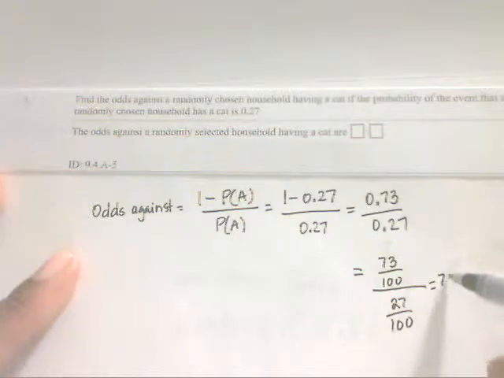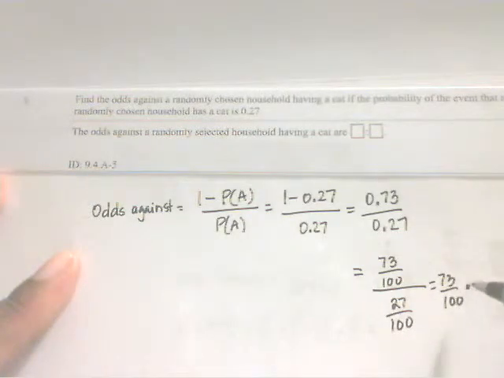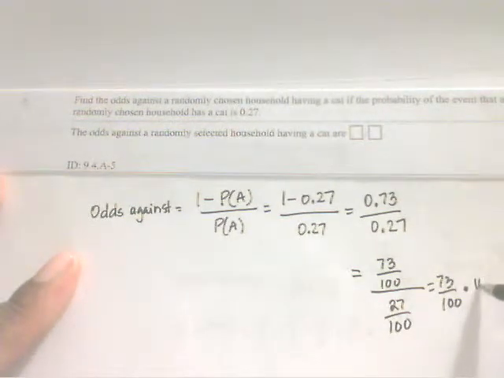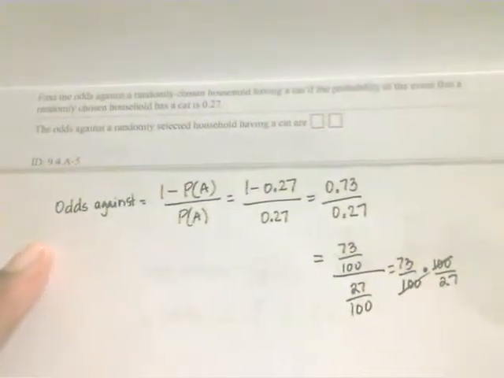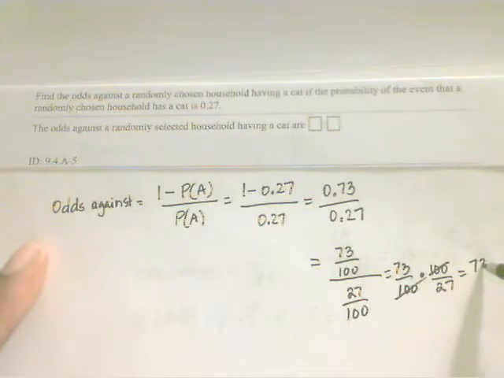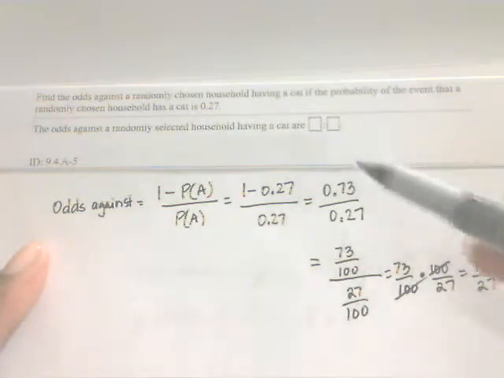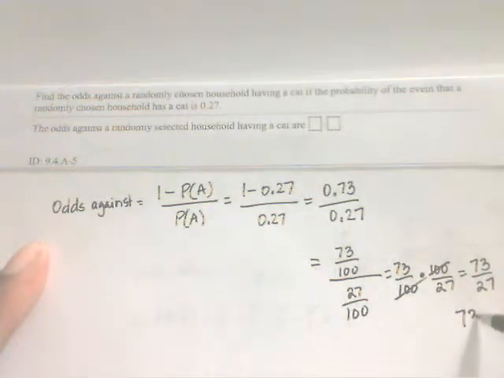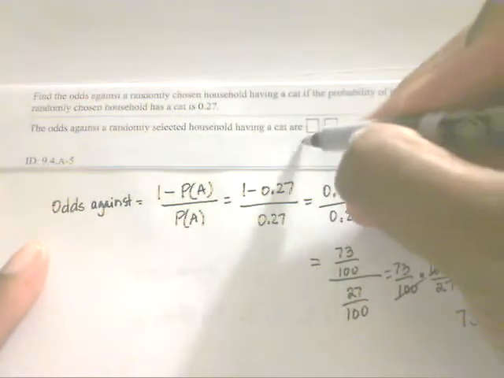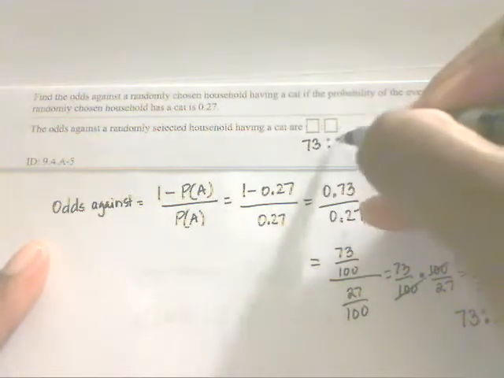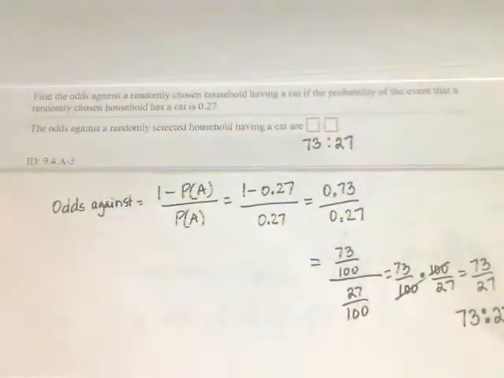So now you've got 73 over 100 times the reciprocal of 27 over 100, which is 100 over 27. The hundreds divide out, you get 73 over 27. And the reason why I did that is because they want it written in this form with a colon in between. So they want that to say 73 to 27. So it'll be 73 to 27.